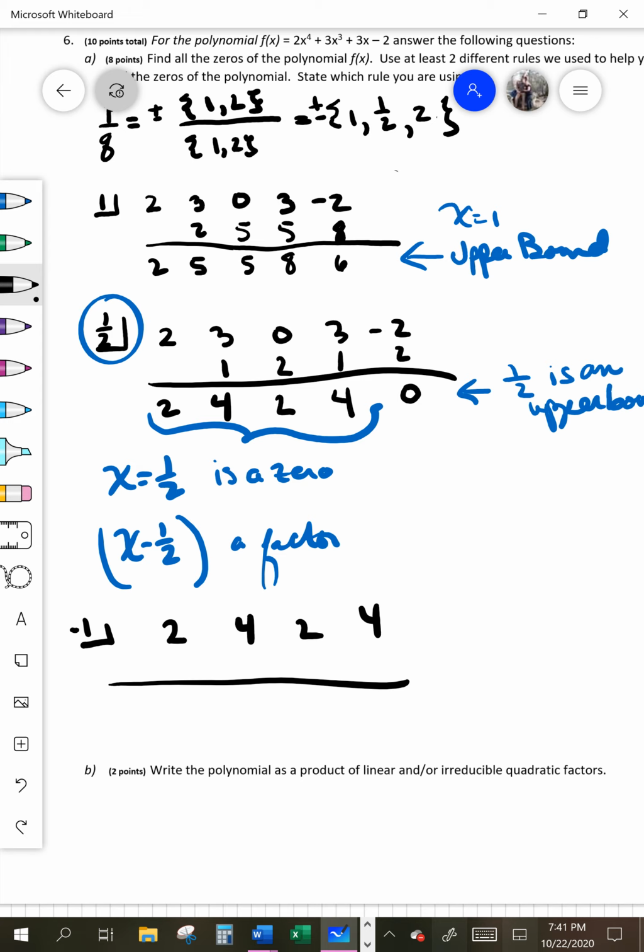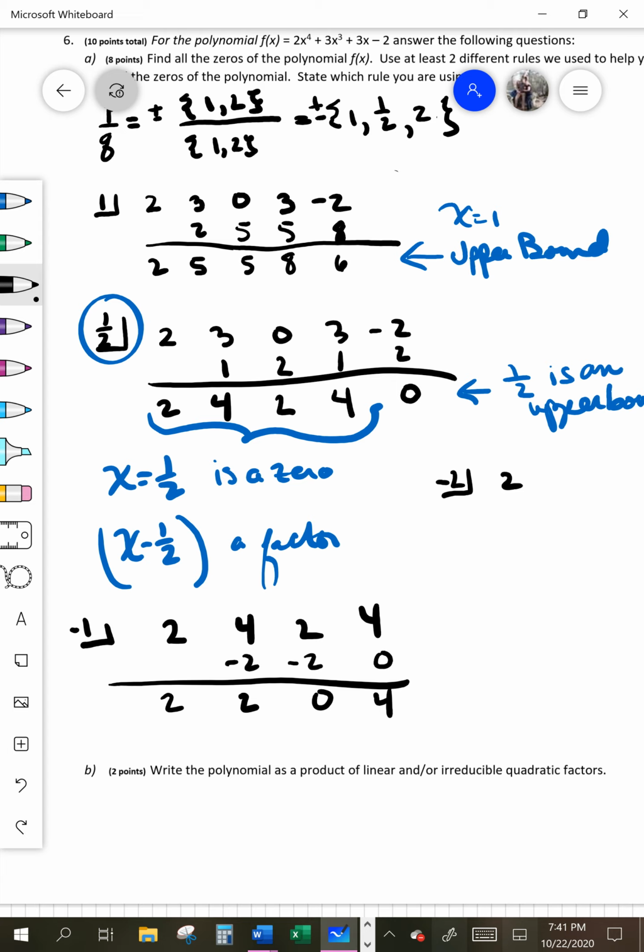If we try -1, bring down 2. -1 times 2 is -2. 4 minus 2 is 2. -1 times 2 is -2. This gives me 0, 0, 4. That doesn't work. So now let's try -2.